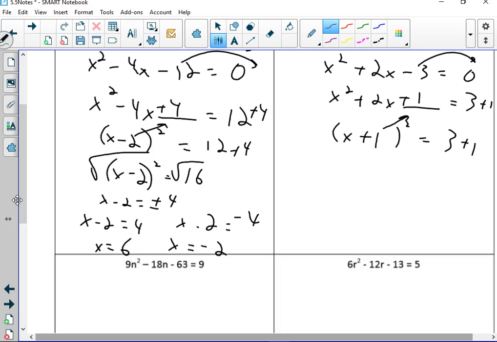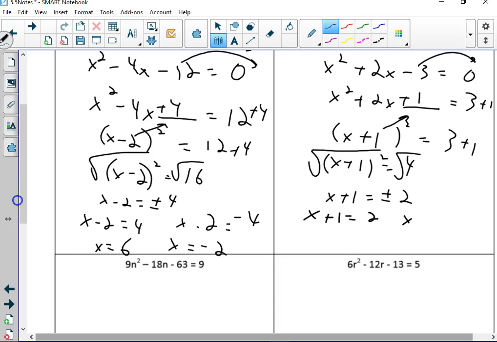And that's going to give us x plus 1 squared equals 4. And now we're going to square root both sides. X plus 1 equals plus or minus 2 again. I did write that down. Now we just do it twice. X plus 1 equals 2. X plus 1 equals negative 2. Subtract 1. X is 1. Subtract 1. X is negative 3.